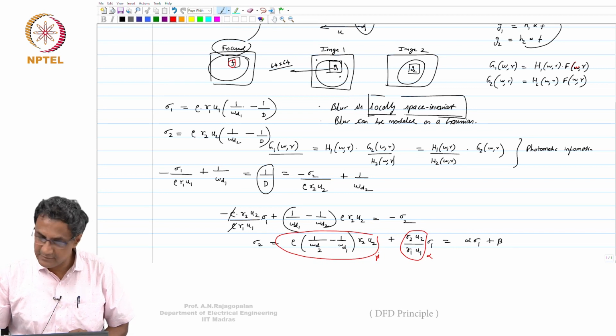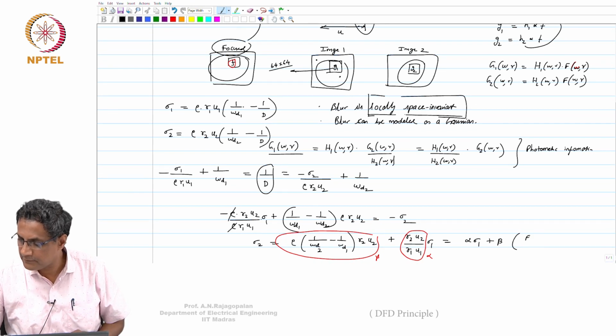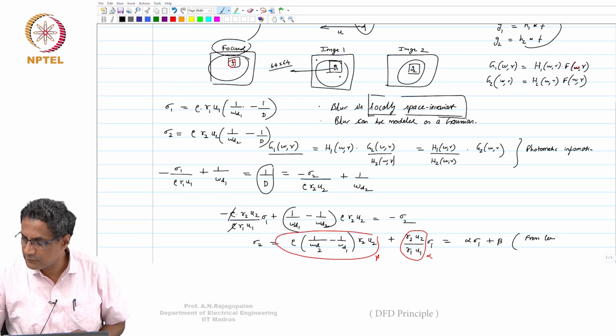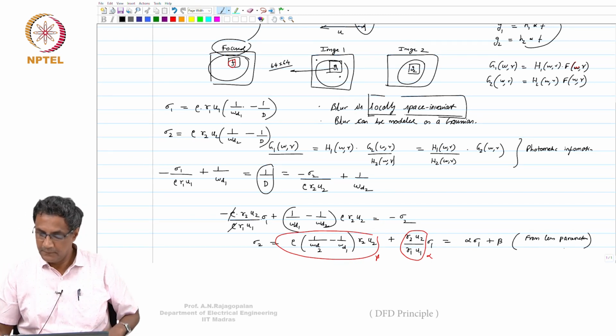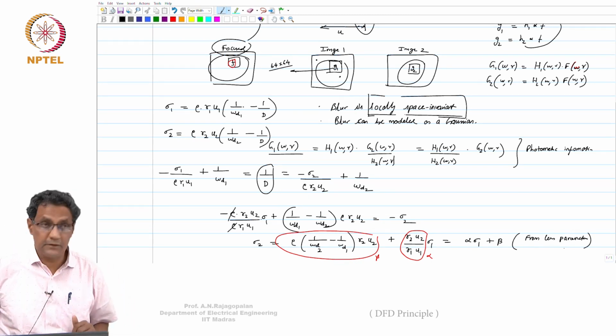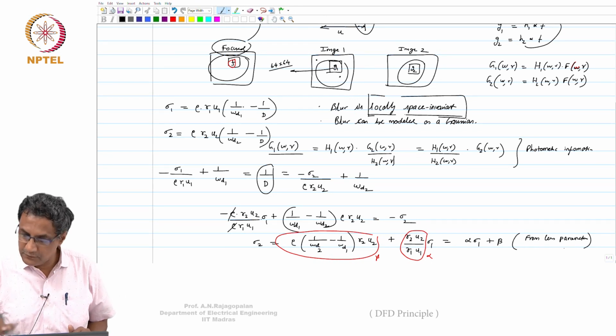So what this means is that you have this purely from the lens parameters. So this is purely coming from lens parameters, because when you change the lens parameters, you have one equation that relates sigma 2 and sigma 1. Now let's go to this one.